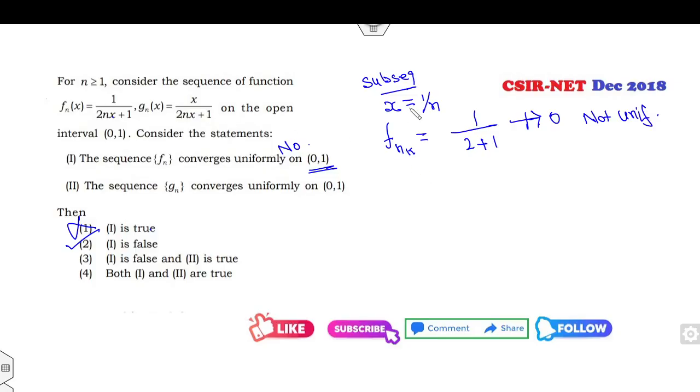Look at the g and x. Again, they are talking about 0 to 1. If I choose the subsequence as 1 over n, then g of x at nk is 1 over n, 2 plus 1, that means 1 over 3n.